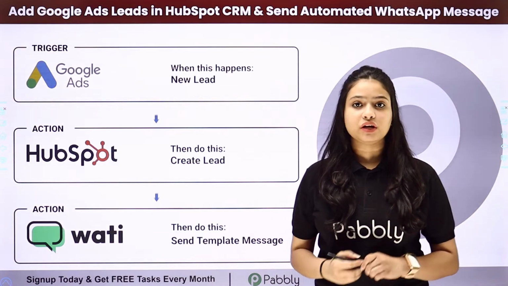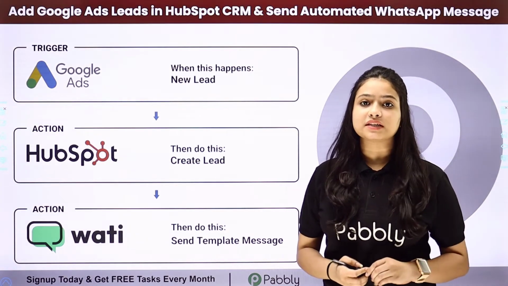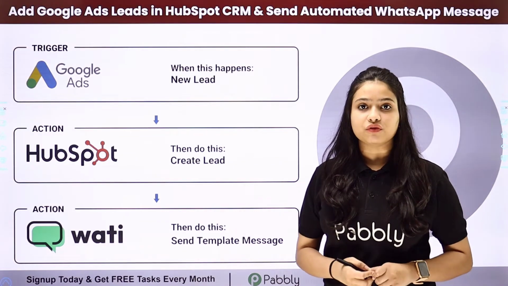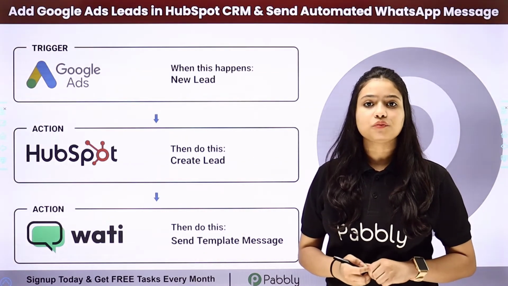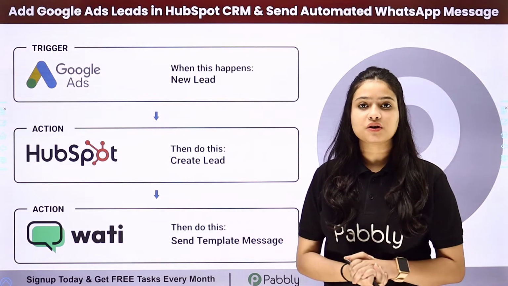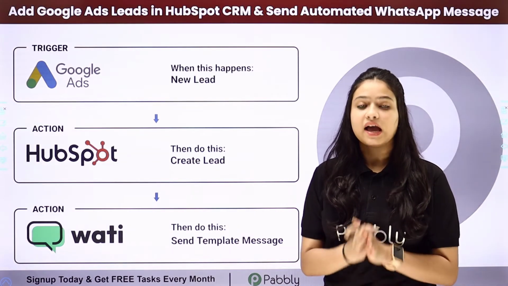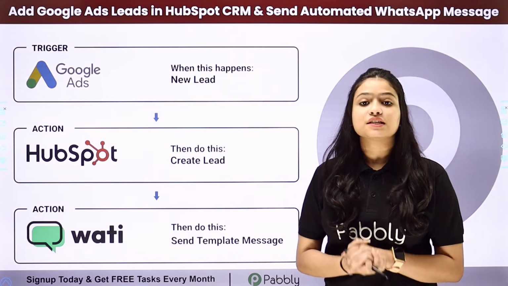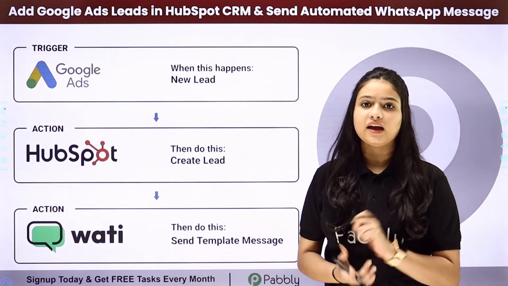Suppose I am having an event management company and to promote my business I have created a lead gen form by using Google Ads. And now I want that whenever a new lead will be generated through it, automatically the same lead should be added in my HubSpot CRM account in the form of a new contact. And at last I also want to send an automated WhatsApp message to each of these leads. So how we are going to do this process automatically and effortlessly?